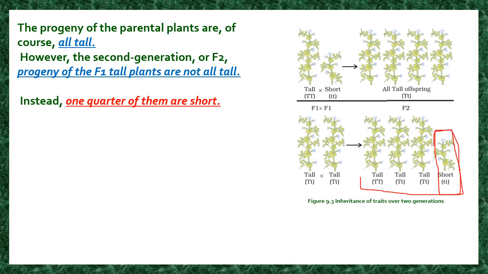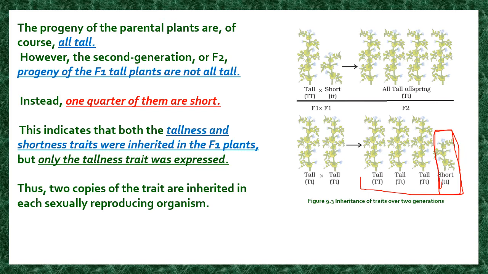Here this is. So this indicates that both the tallness and shortness characteristics were inherited in F1 plants. These plants have both the characteristics, but only tallness can be seen. When this generation is self-pollinated, the shortness character can be seen in the next generation.